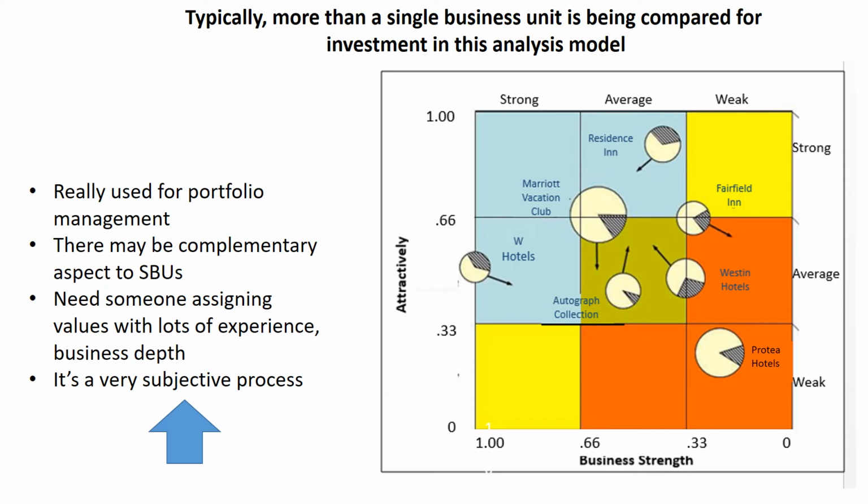The McKinsey matrix is typically used in portfolio management when a business is comparing several of its business units and making decisions in investing or even divesting. This is an example that was used with Marriott hotels and a number of their hotel lines. As you can see, the W hotels score extremely well, but the Protea hotels, not so well. This may be more important for Marriott when reviewing the complementary aspects of their different hotel lines.